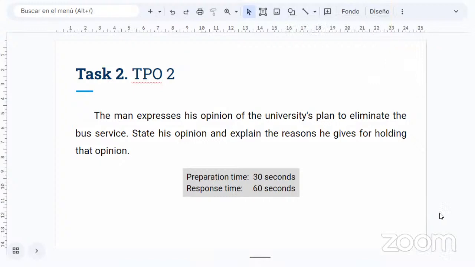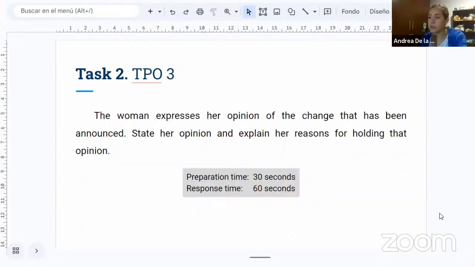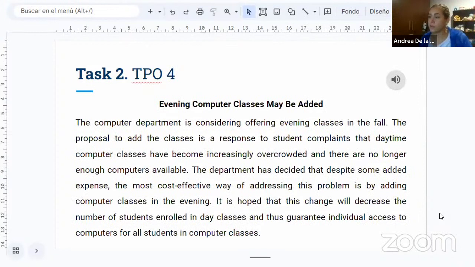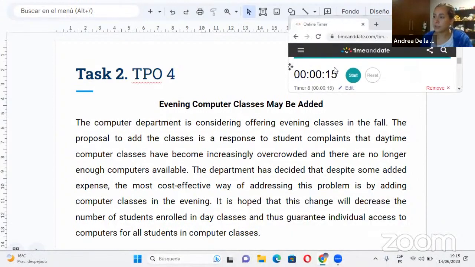Thank you. Okay, guys, sure thing. Okay, now let's do this one here. Remember, it'll be the same. You have 45 seconds to read the text.